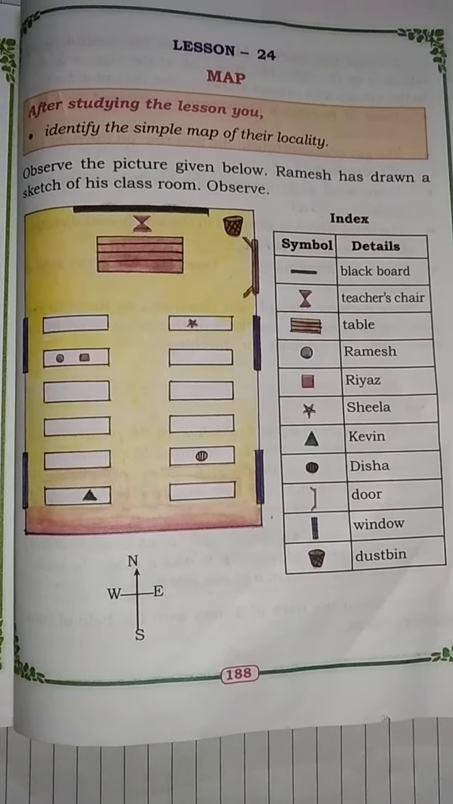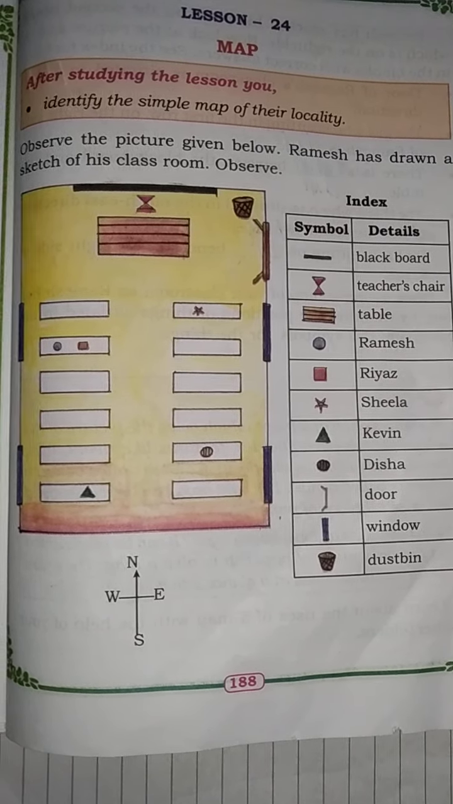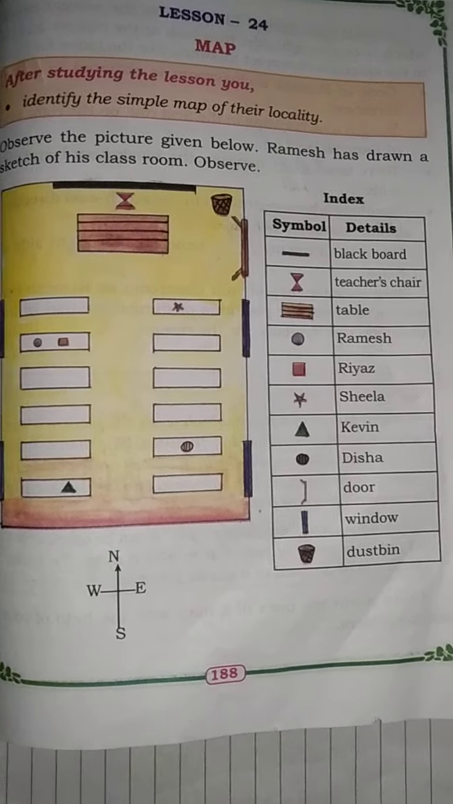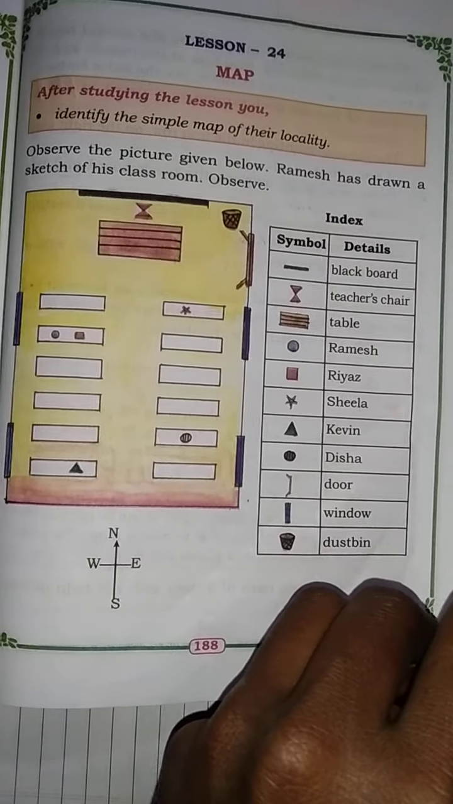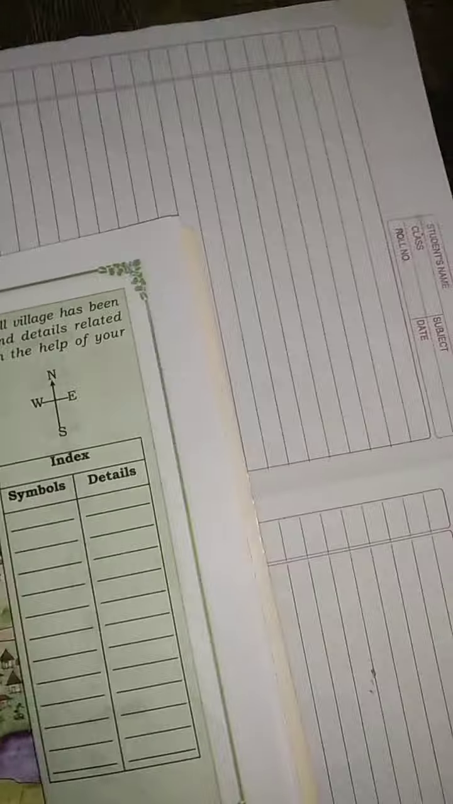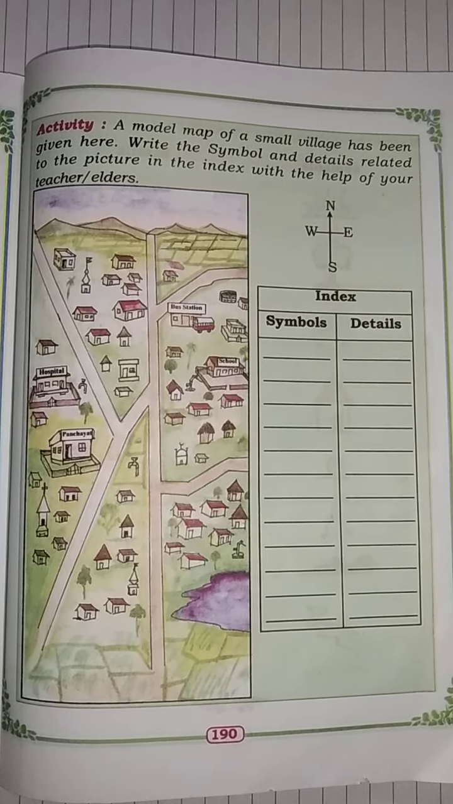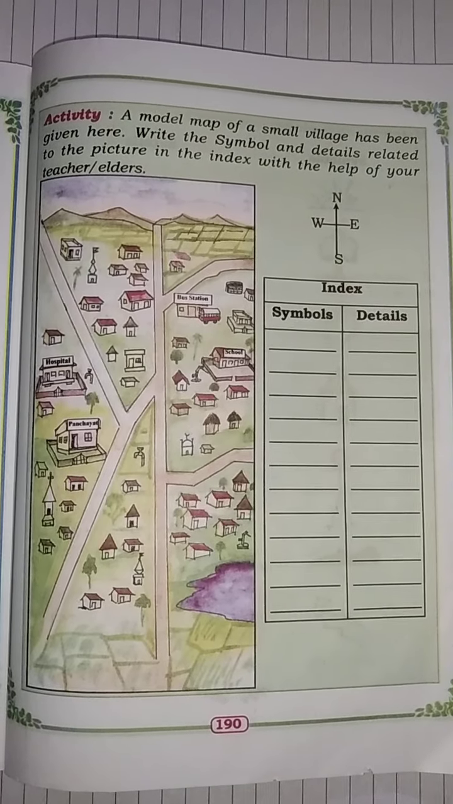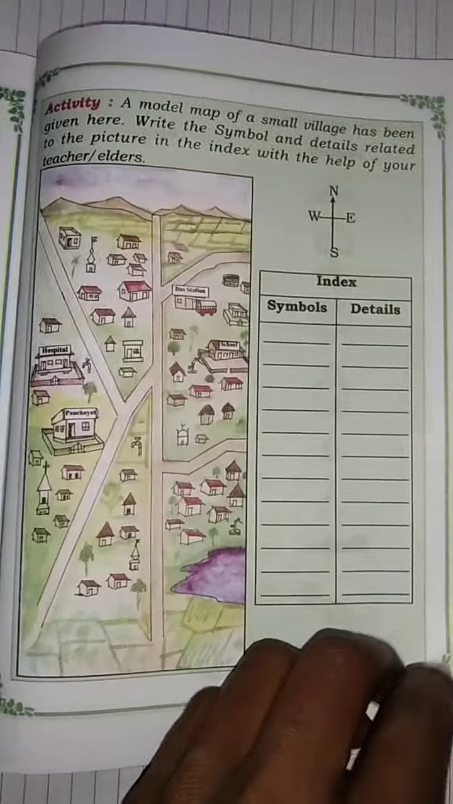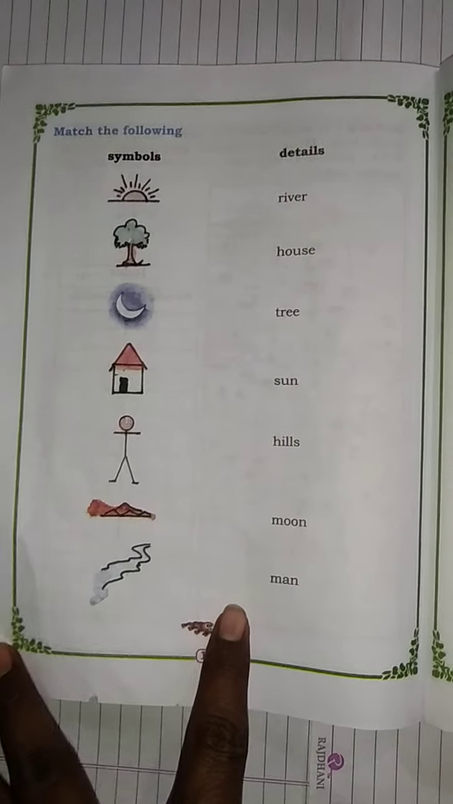Good morning children. Today we are going to start a new lesson, map. Here in this lesson we are discussing how to identify the simple map of their locality and how to make the marks of simple things. Also, a model of a small village has been given here, and write the symbols and details related to the picture in the index. With the help of teachers and elders, write the symbols and details, and also match the following, like symbols and details. So all these things we discuss in this class. Now let us discuss one by one.